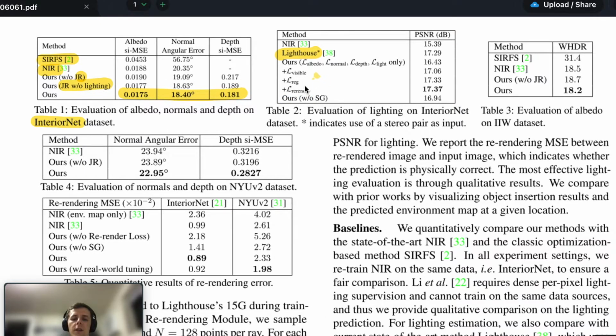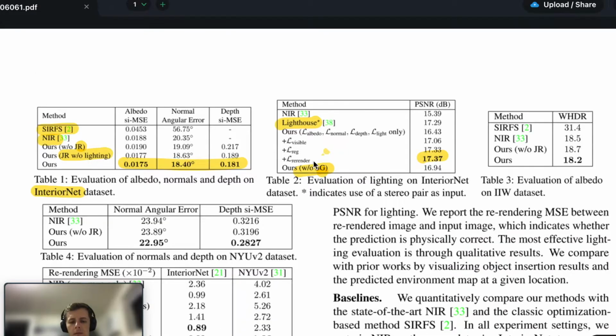Also here they do the evaluation on InteriorNet, and it gives an idea about the peak signal to noise ratio. So by combining all their losses, they get the best result. And here is a result where they compare their representation with the spherical Gaussians to a classic renderer with no spherical Gaussians, and they show the difference and how important it is.